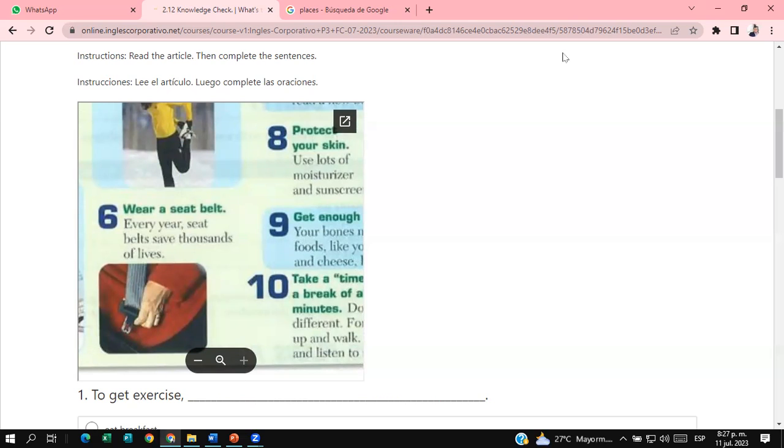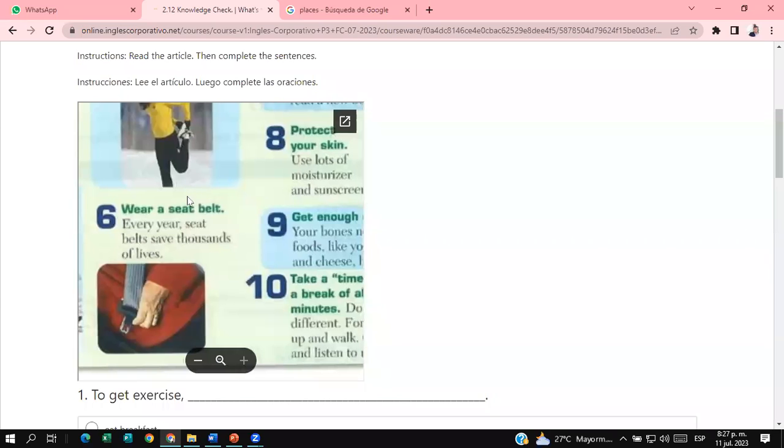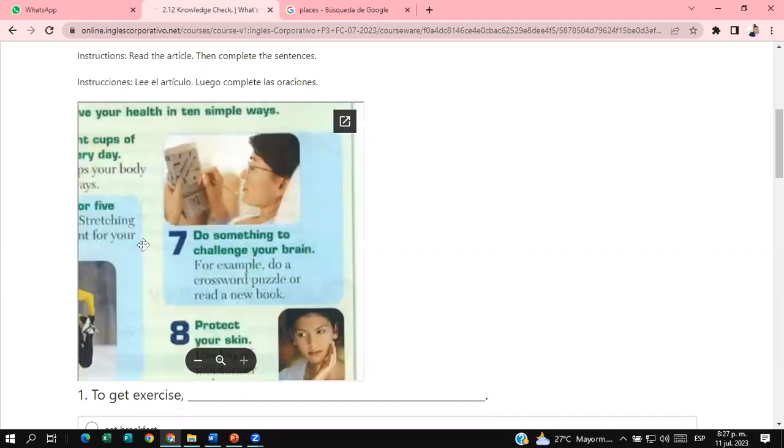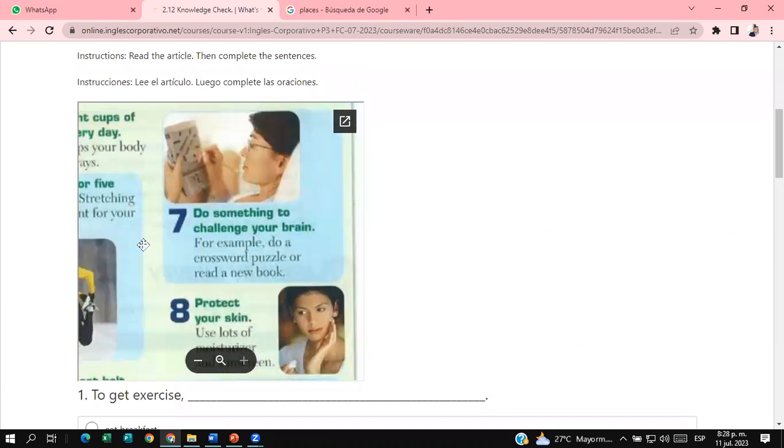Let me select another person. Give me one moment. Griselda, number 6. Every year, seat belts save thousands of lives. Okay. Thank you. Heriberto, number 7. Do something to challenge your brain. For example, do a crossword puzzle or read a new book.